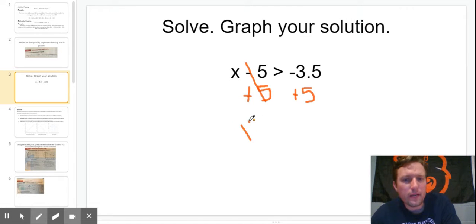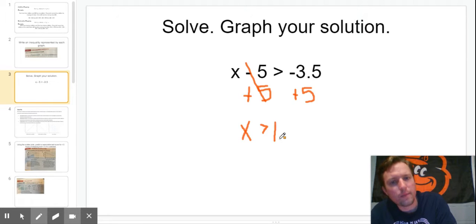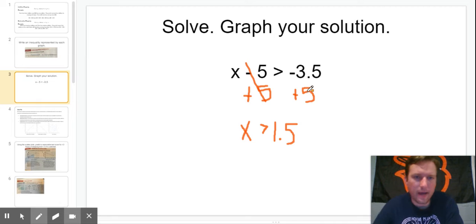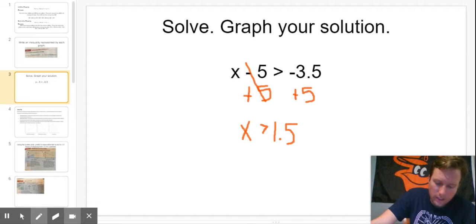And what you're left with is x is greater than, okay, sign does not change, 1.5, right? Okay, because 5, finding the difference of 5 and 3.5. So our answer would be x is greater than 1.5.